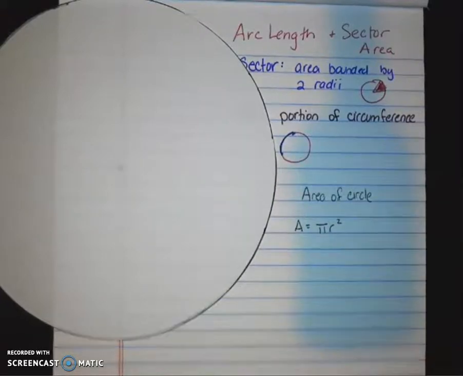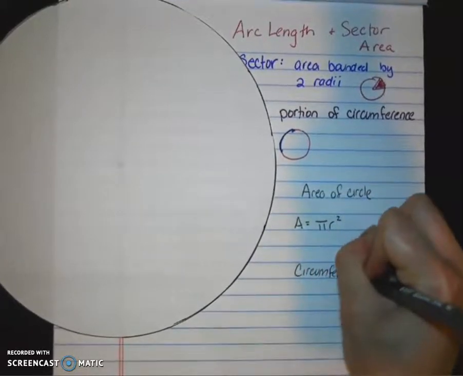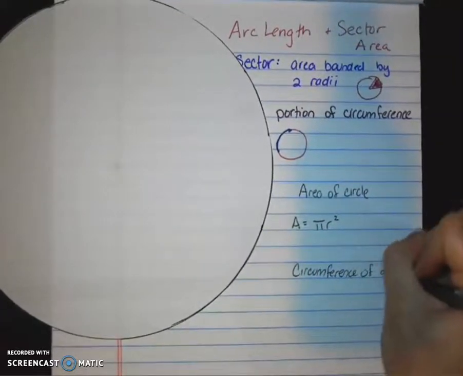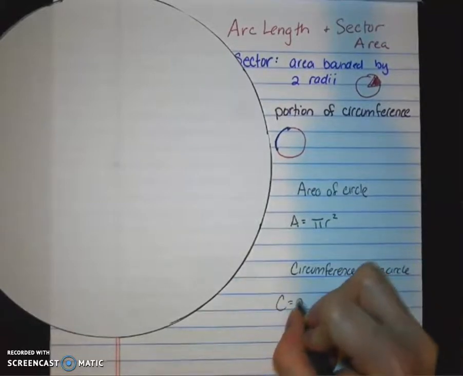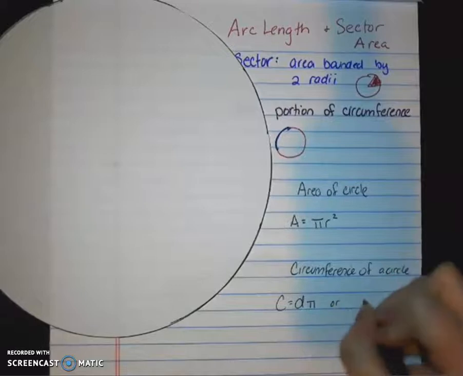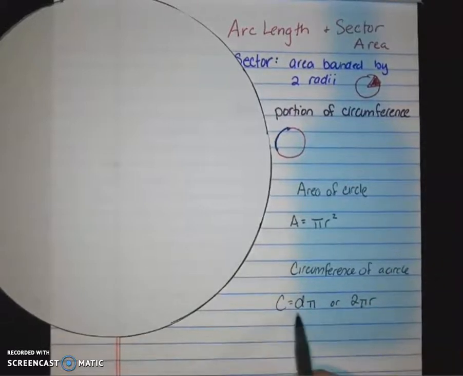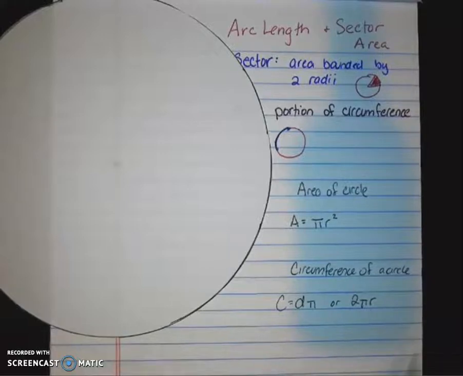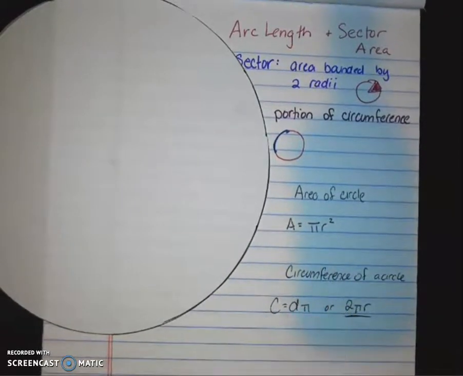Then we also know that the circumference of a circle is either the diameter times pi or 2 pi r, because remember that 2r is the diameter. We're probably going to use this formula just because both of our formulas have a radius in them, and it's going to help us when we're trying to move between different values.